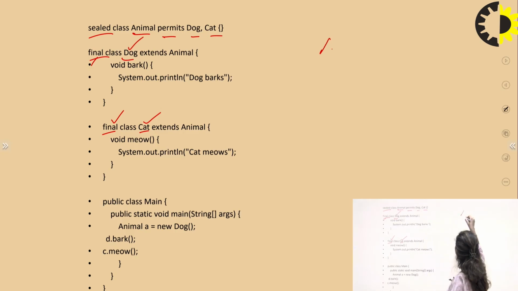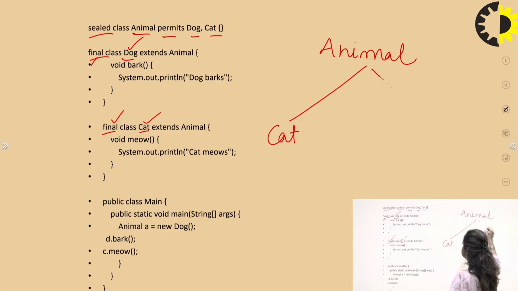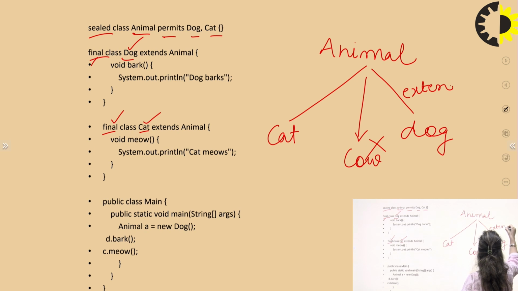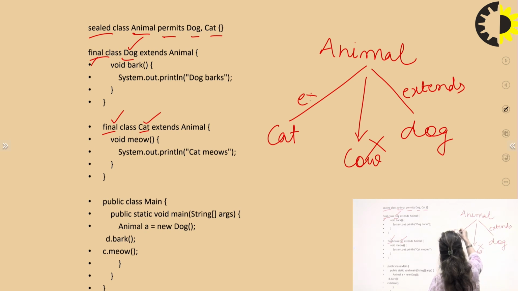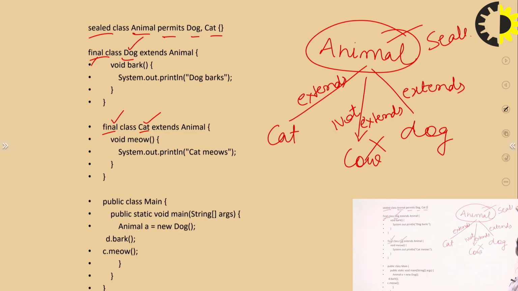So we have animal as a sealed class, and it will be extended only by the cat and dog classes. If there is another class, cow, it is not capable of extending it. Why? Because it is a sealed class. It is permits, not extends.